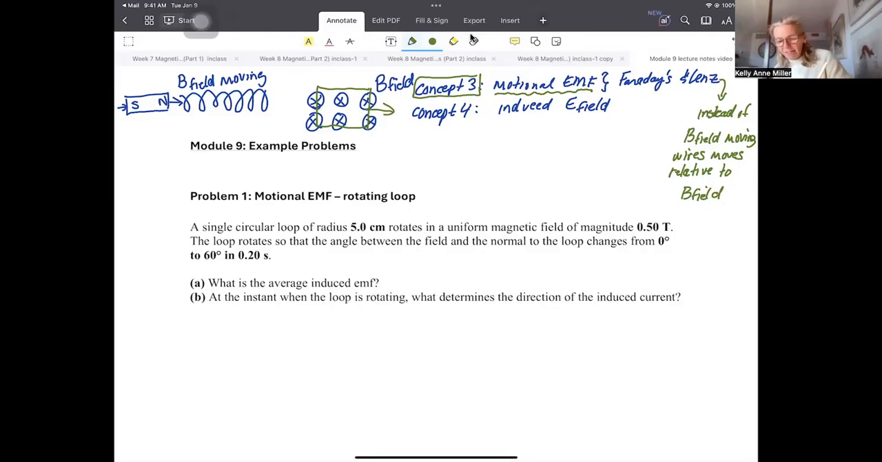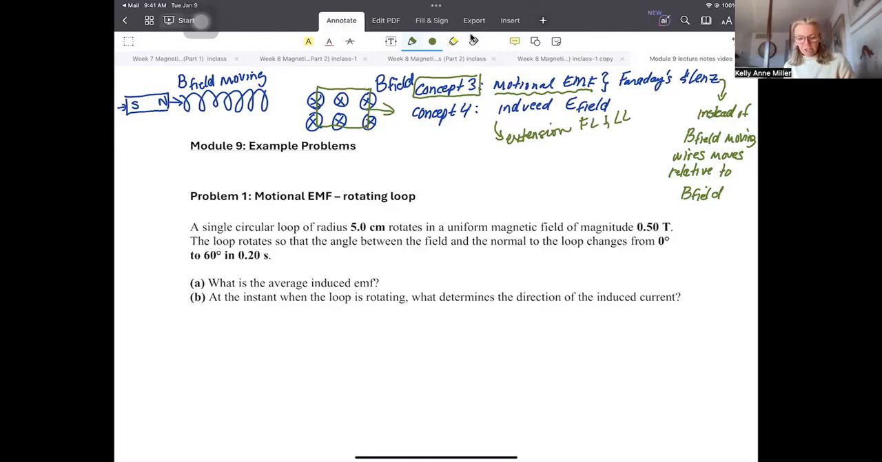And then this concept, induced E field, is this idea that if you have a changing magnetic field, you induce a non-conservative electric field. And that non-conservative electric field is what creates the current that you induce when you change the magnetic field. So this idea is just an extension of Faraday's law and Lenz's law. And I've got an example that looks at this.